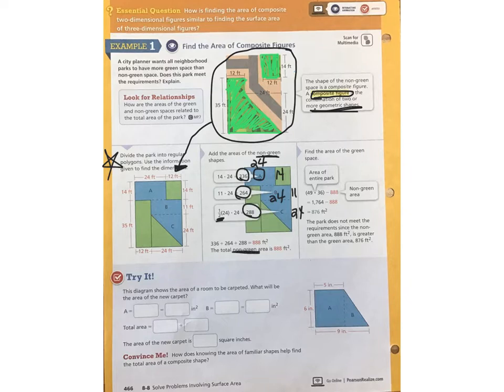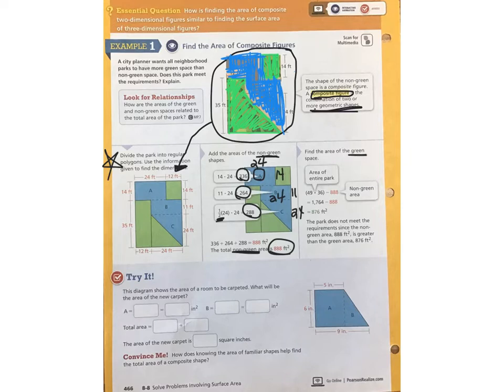So the non-green space has a grand total area of 888 square feet. That's the blue areas that you see in our sketch. Okay, the blue areas up in the diagram, if you're wanting a comparison, is this space here, where the roads and the sidewalks are. Okay, so now we're going to try to determine if we have more green space than we have of the non-green space. So let's go to the next step here, and we're going to find the area of the green space.